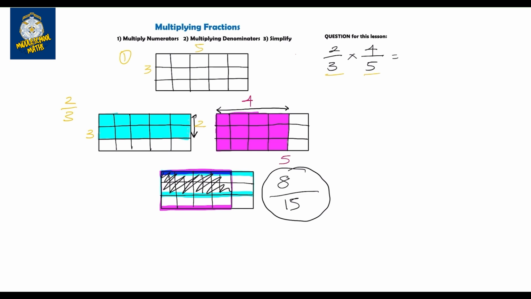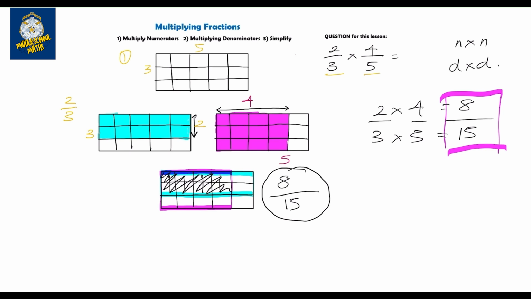Now, if we were to do it in a maths way, we know that for multiplication you first have to multiply the numerators, so numerator times numerator, and then you do denominator times denominator. So if we have a look at our equation here, we know that 2 times 4 equals 8, and 3 times 5 equals 15. And that is how we multiply fractions.